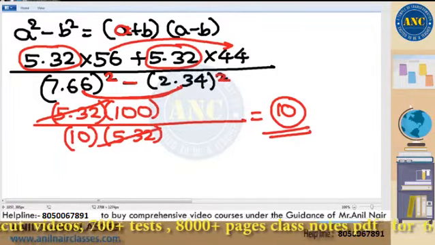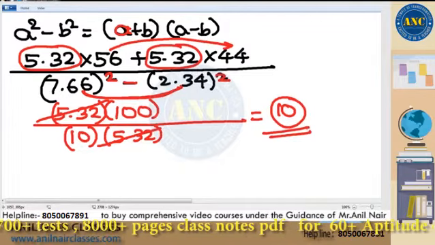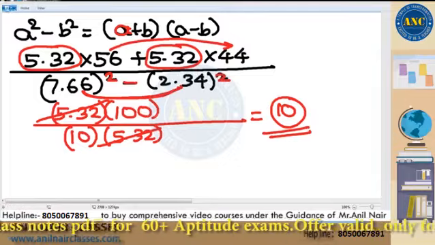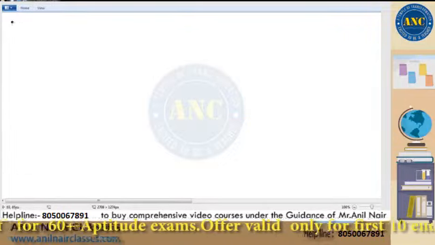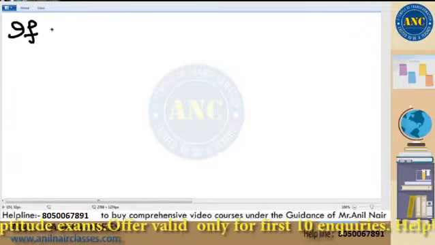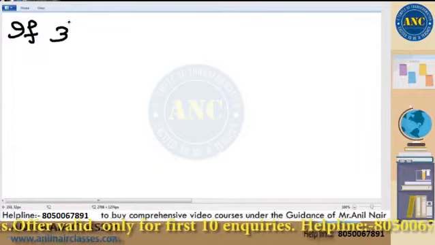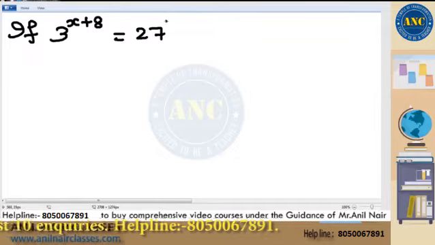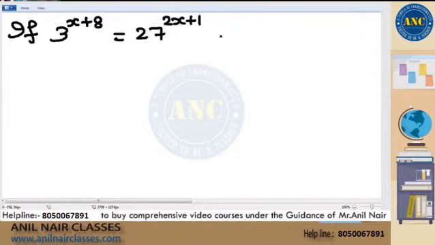I hope the idea is clear. Suppose another question. If 3 power x plus 8 is equal to 27 to the power of 2x plus 1, find the value of x.